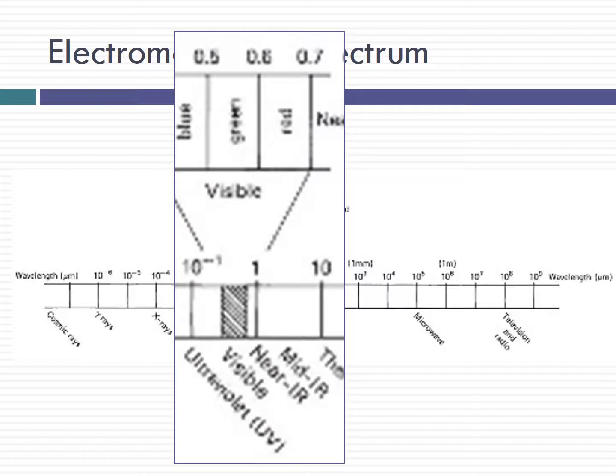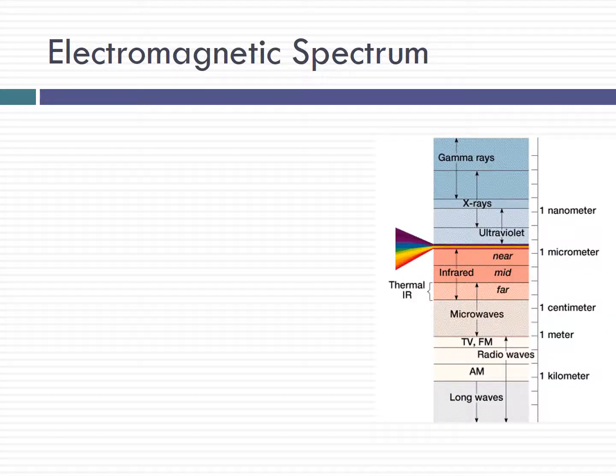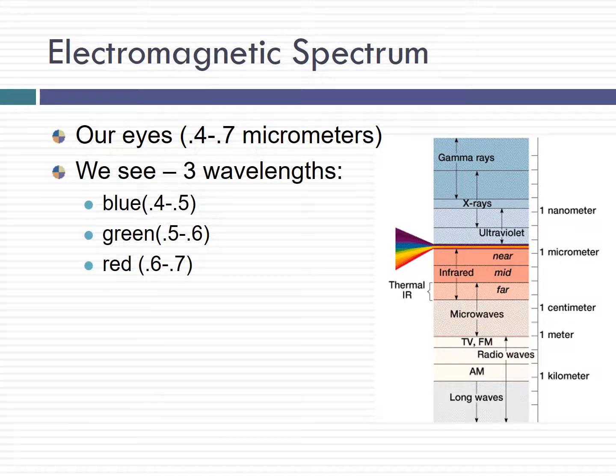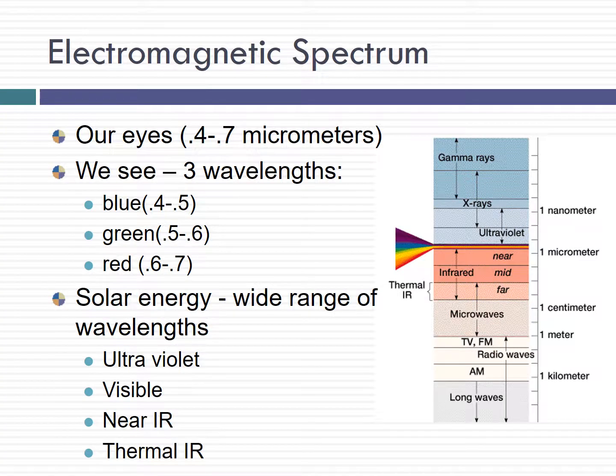There's the visible spectrum made a little bit larger. Another way of looking at it is like this. And this sort of goes from a nanometer to a kilometer. And you can see that as they get much, much longer, their frequency has to go down. So we see 0.4, 0.7. We see blue, we see green, and we see red. Solar energy covers a whole wide range of stuff: ultraviolet, visible, near infrared, and even thermal.